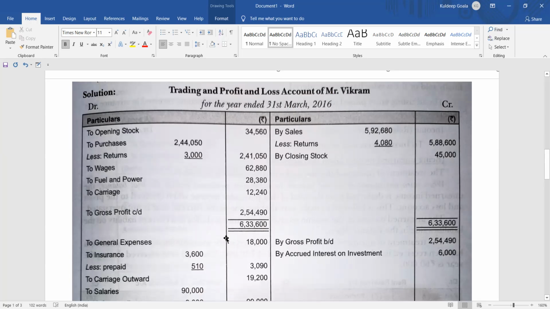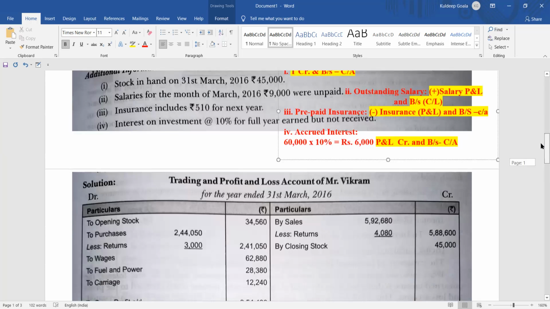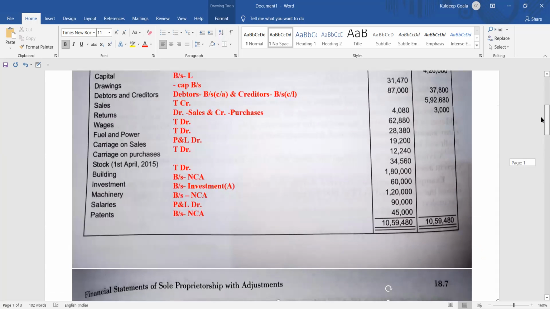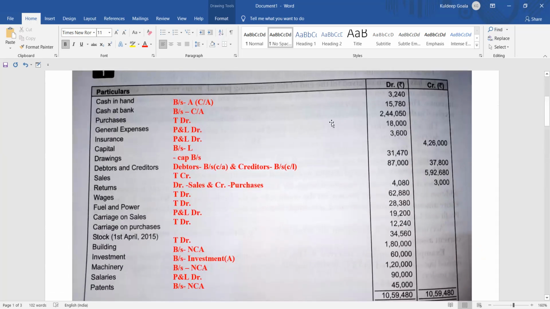This gross profit will be transferred from the trading account to the profit and loss account, right? It will be coming in the profit and loss account as 'By gross profit brought down, 2,54,490 rupees'. Now we'll be showing the profit and loss account. So what is there in the profit and loss account?